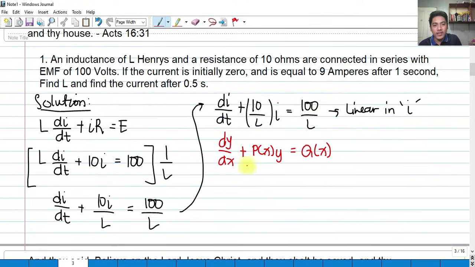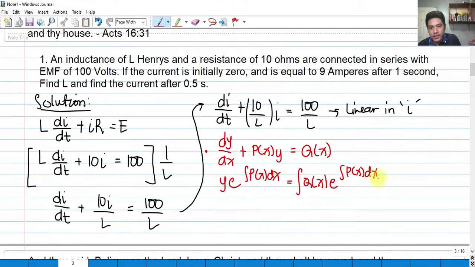So in this linear equation, linear in Y, if you're going to recall our video, we can solve this linear equation in the form of this: y times e raised to the integral of p of x dx is equal to the integral of q of x times e raised to the integral of p of x dx, dx. This is the formula if we have a linear in y. How about if that is linear in I?